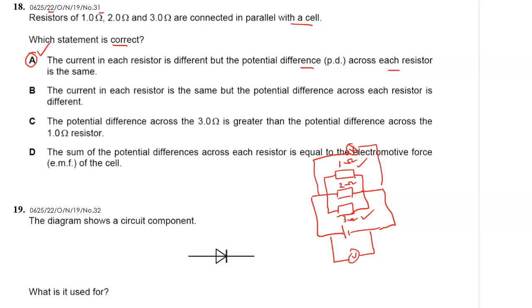You can still go through the rest. The current in each resistor is the same. That is not correct. The potential difference across the 3 ohm resistor is greater than the others, no, that is not correct, because the voltmeter reading is the same.